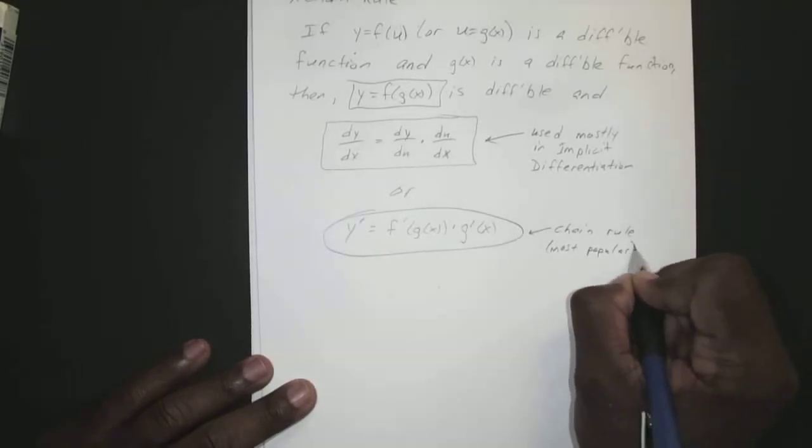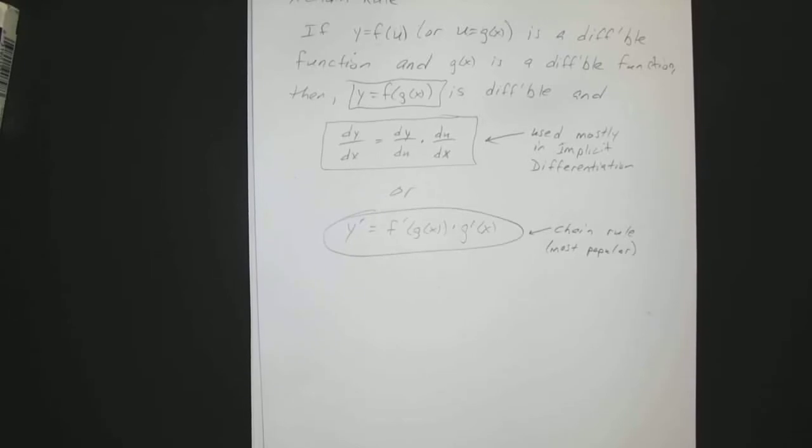What do you mean by implicit differentiation? Well, implicit differentiation is if you can't solve for y, but you want to find the derivative with respect to y. So with these, you can actually solve for y.